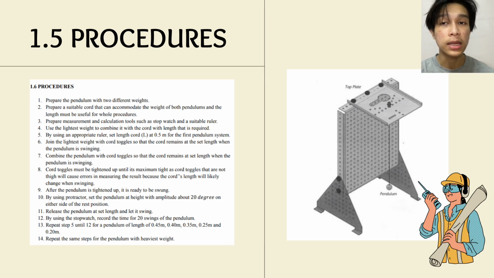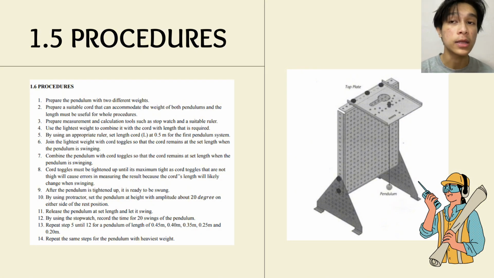After the pendulum is tightened up, it is ready to be swung. Using a protractor, set the pendulum at a height with an amplitude of about 20 degrees on either side of the rest position. Release the pendulum at the set length and let it swing. Using a stopwatch, record the time for 20 swings of the pendulum.